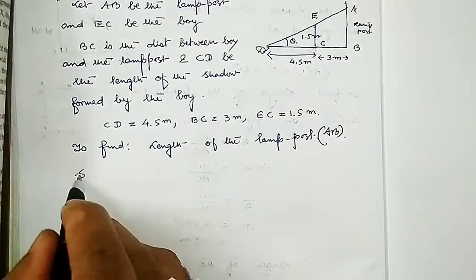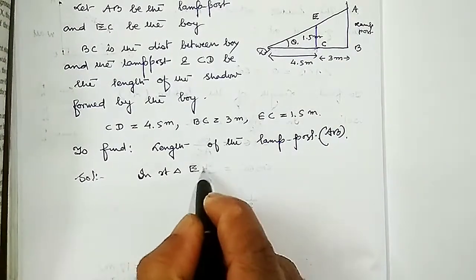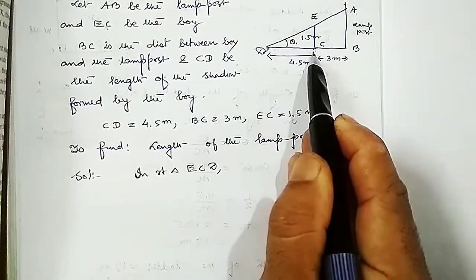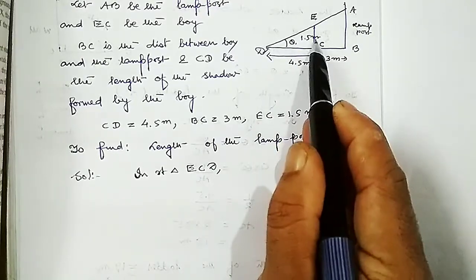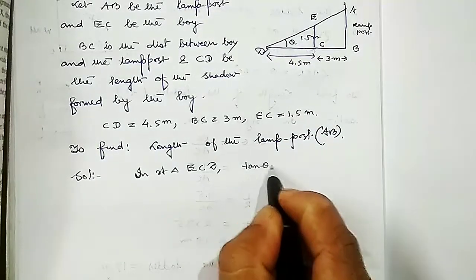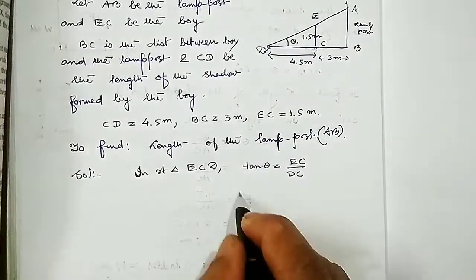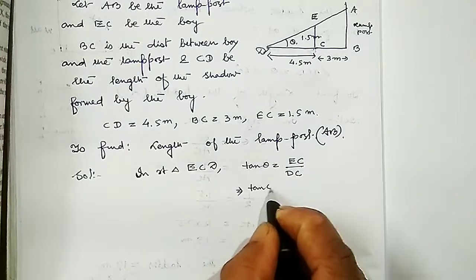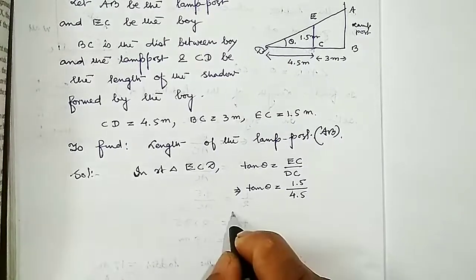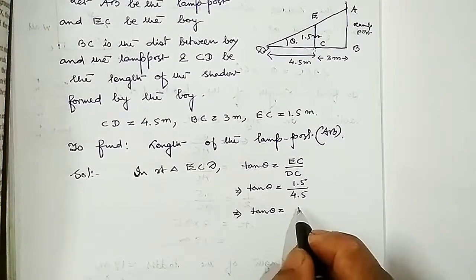So we can write here in the solution part, in right triangle ECD. Here just see, perpendicular is given, base is given, and we know perpendicular and base are related by tan theta. So I am going to use tan theta here. So tan theta equals EC by DC. What is tan theta? Tan theta here is not known, so let it be tan theta only. EC is 1.5, DC is 4.5 meter. No need to write units because they will cancel, it's a ratio. If I cancel, it will be 1/3.